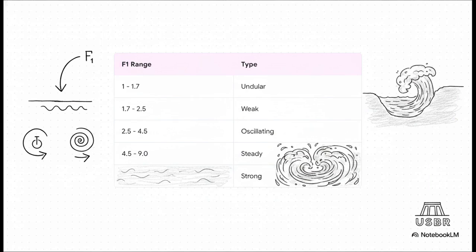To answer that, engineers used that upstream Froude number we mentioned, labeled as F1. It's a dimensionless parameter comparing the water's inertial forces to its gravitational forces. The United States Bureau of Reclamation categorizes hydraulic jumps into 5 distinct types based on this exact number. If F1 is between 1 and 1.7, it's an undular jump, super mild. But if that Froude number creeps up past 9.0, you are looking at a strong jump, which is incredibly turbulent and highly effective at bleeding off energy.